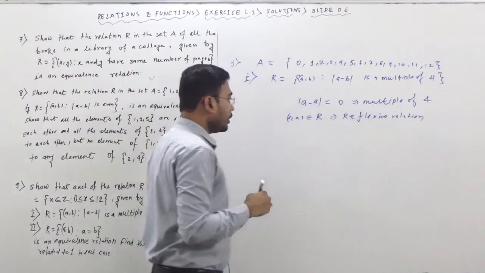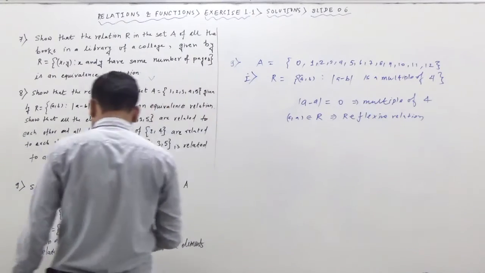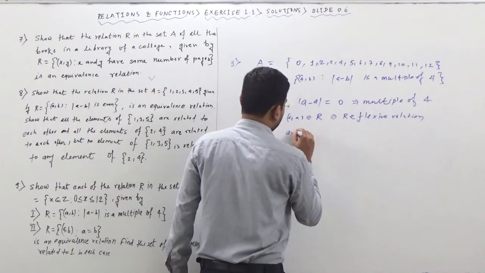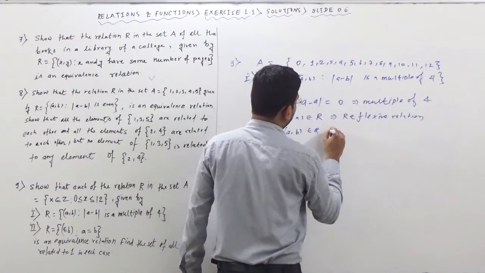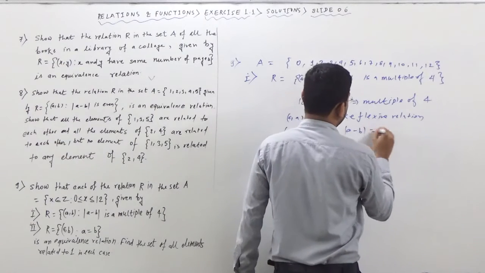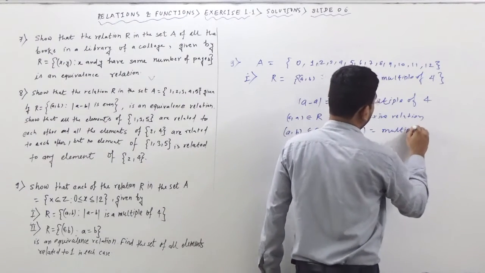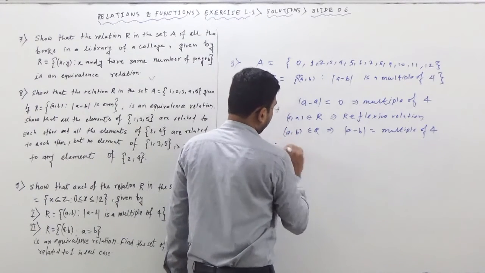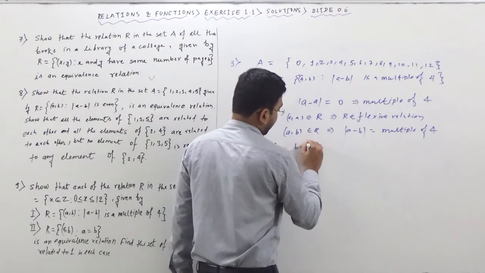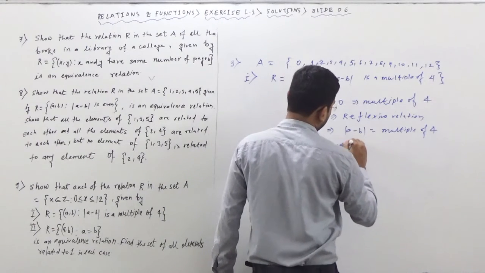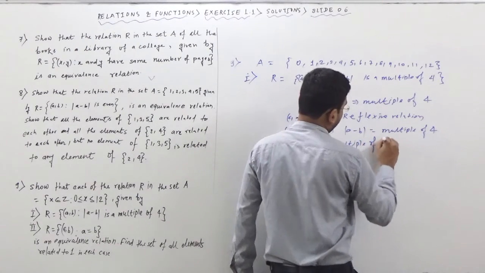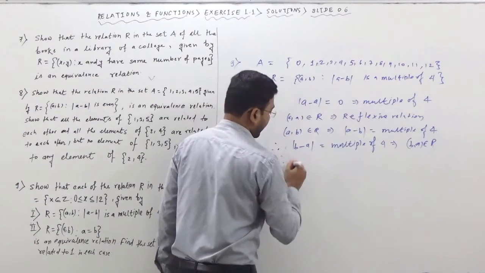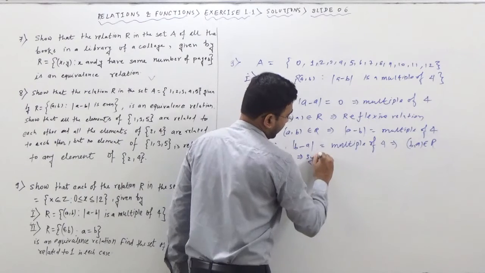Now we have to check for symmetric, because we have to prove this relation is an equivalence relation. So if we take (A, B) belongs to R, what does it mean? A minus B is a multiple of 4. Therefore we can say B minus A is also going to be a multiple of 4, which says (B, A) also belongs to this particular relation, and hence we can write it as a symmetric relation.